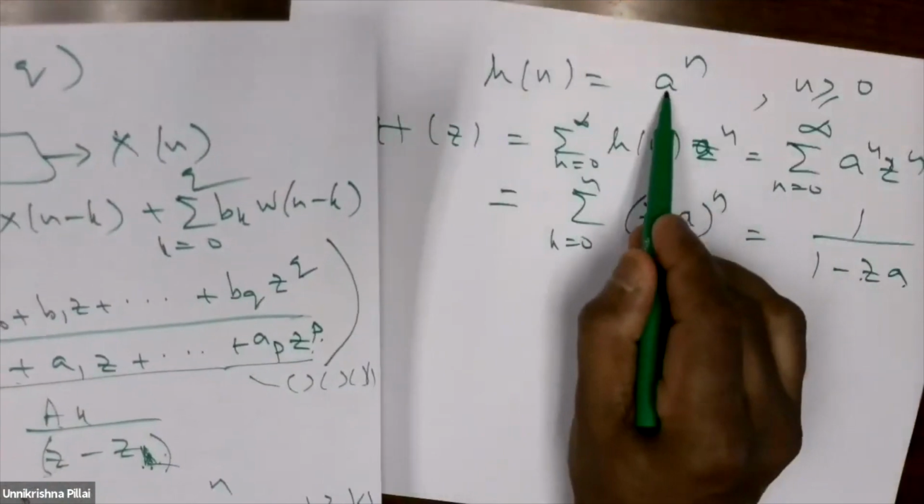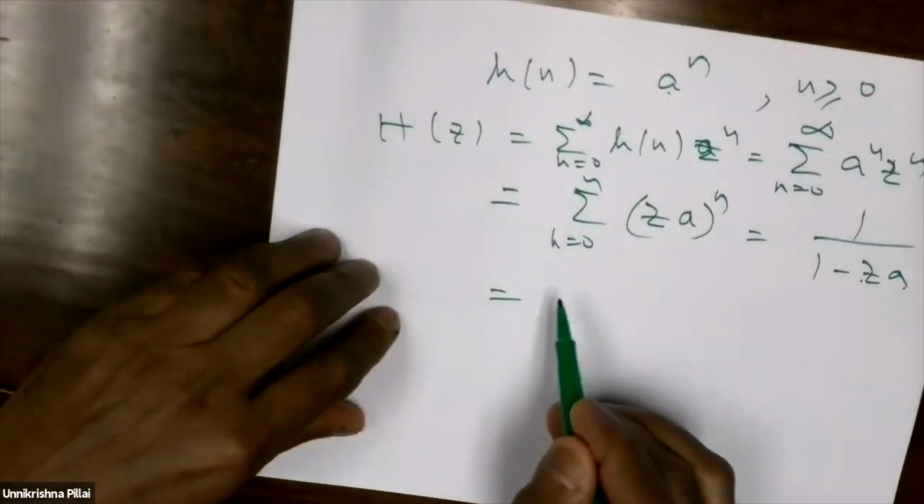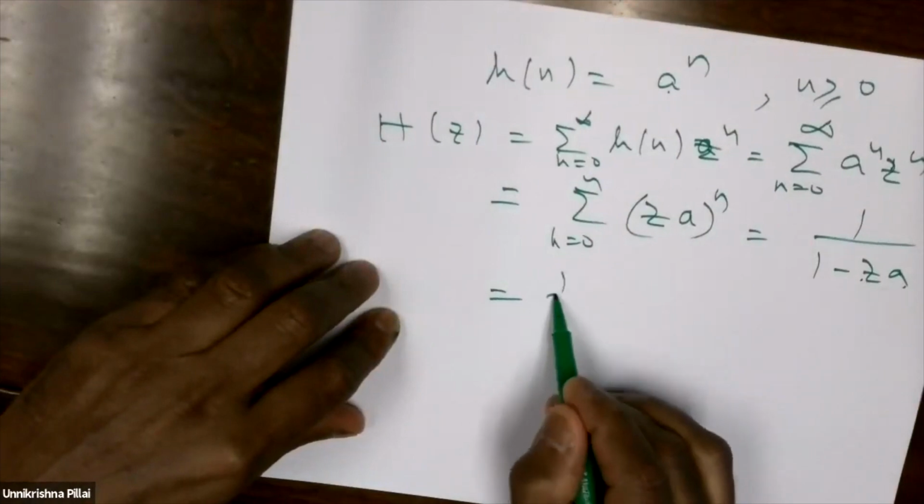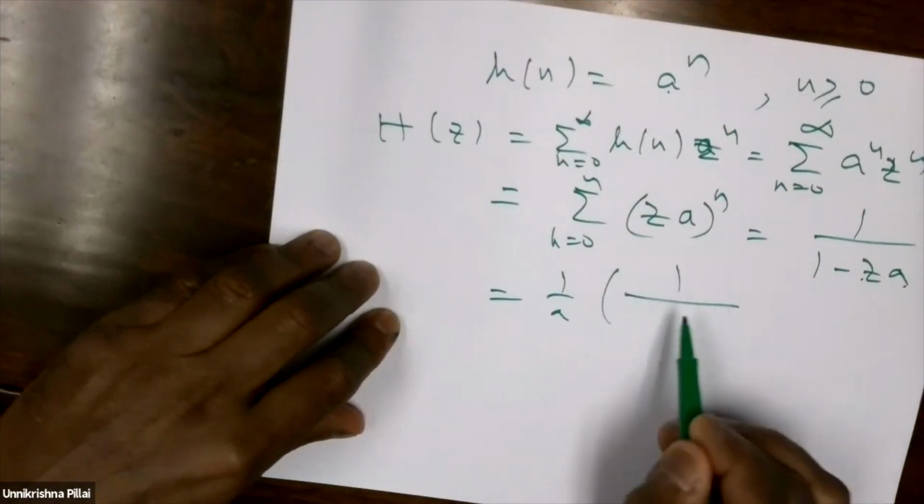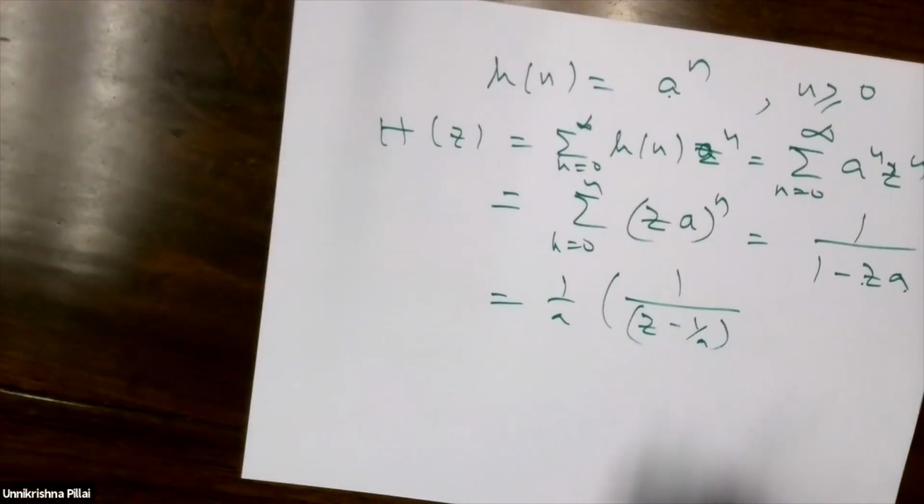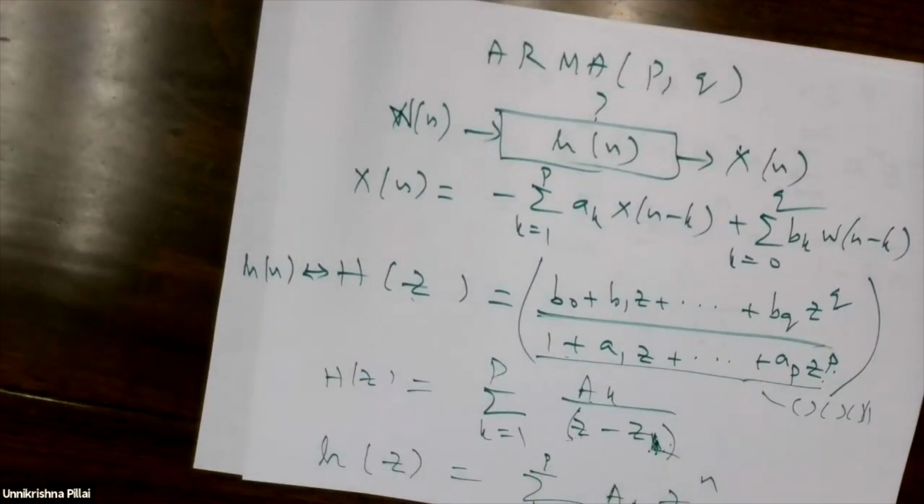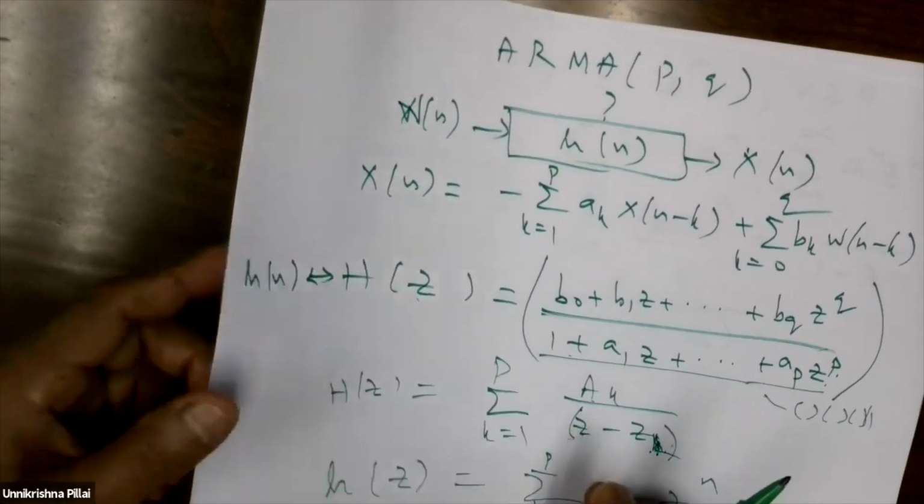Whenever you have an impulse response like this, you can rewrite it like this, or you can rewrite it as, you pull out a outside. So this becomes 1 over a, 1 over z minus 1 over a. Either way you can write it, right? Or you can write it as 1 minus c z^k.